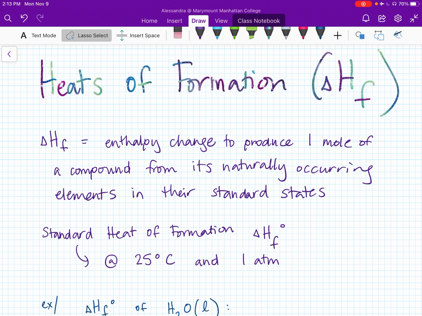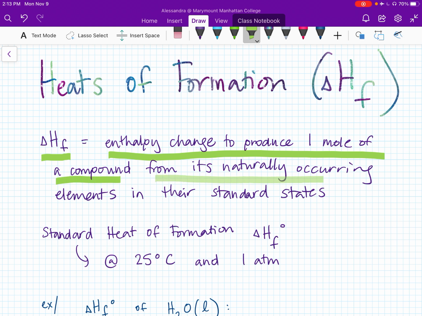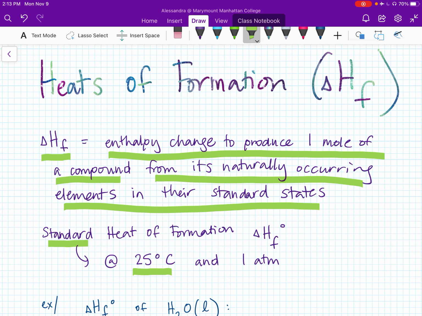So the definition of delta H sub F, the heat of formation, is the enthalpy change that's required to produce 1 mole of a compound from its naturally occurring elements in their standard states. Standard states are pure states. The word standard here refers to a temperature of 25 degrees Celsius, which is most lab temperatures. It's also referred to as room temperature. So a temperature of 25 degrees Celsius and a pressure of 1 atmosphere. So that's the atmospheric pressure at sea level.